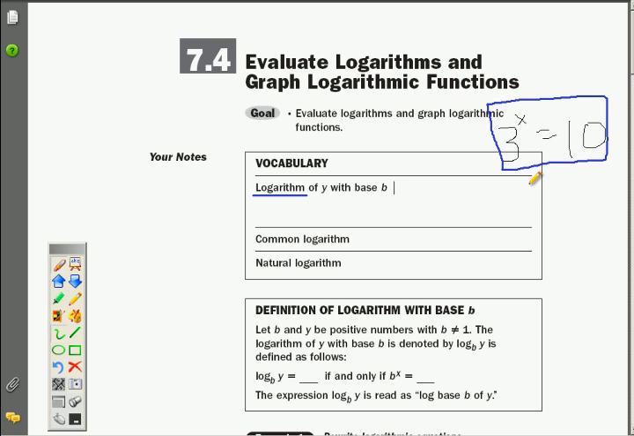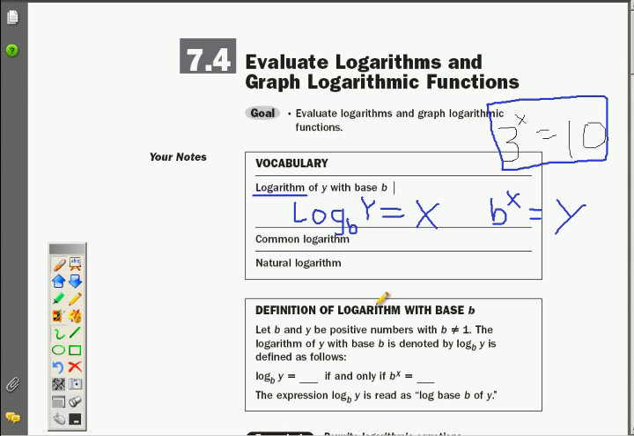A logarithm of y with base b would look like this, and you'll see this on your calculator. Log of y base b equals x. Now here's exactly what that would mean. That would mean that b to the x power equals y. All right. So y equals b to the x would be the log of y base b equals x. Those two things mean exactly the same thing.